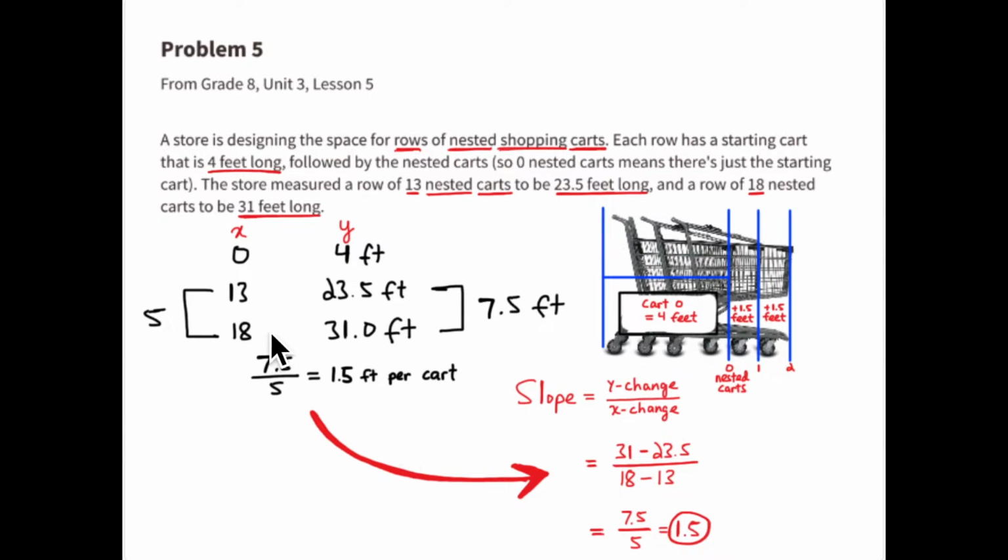So this is a really nice example of using 2 points on the graph to calculate slope. And you can actually see it. I've increased the number of nested carts by 5. I've increased the number of feet by 7.5. So that is a 1.5 foot increase for each nested cart.